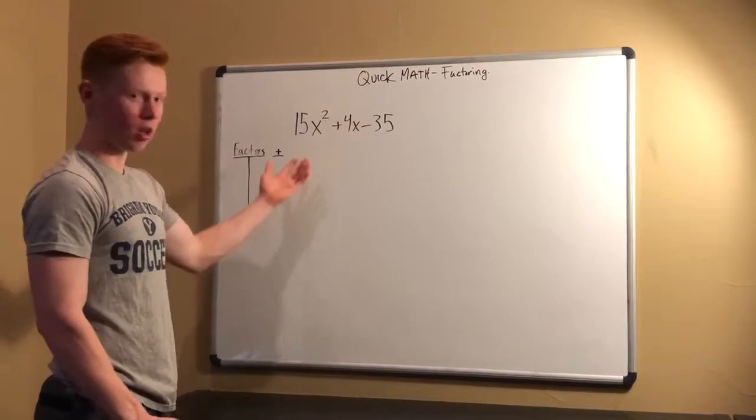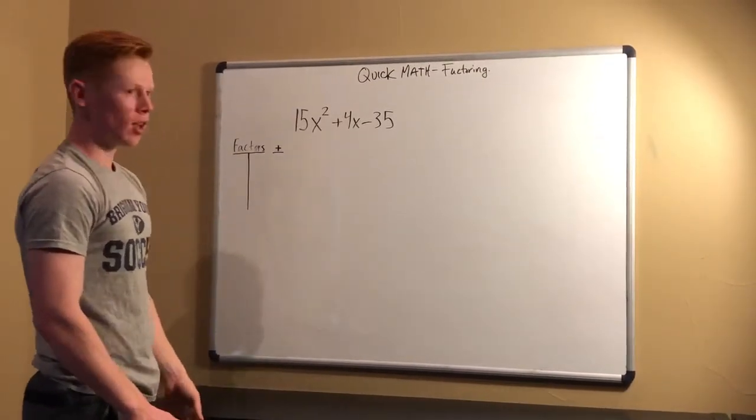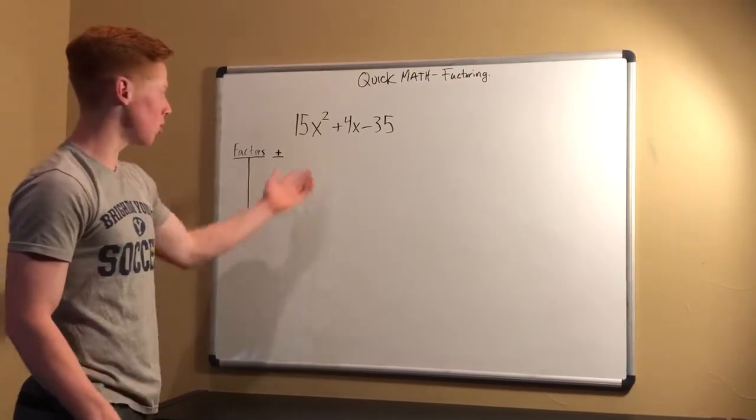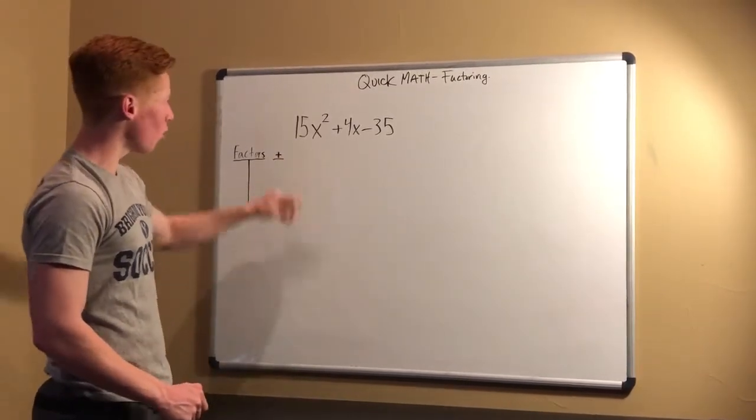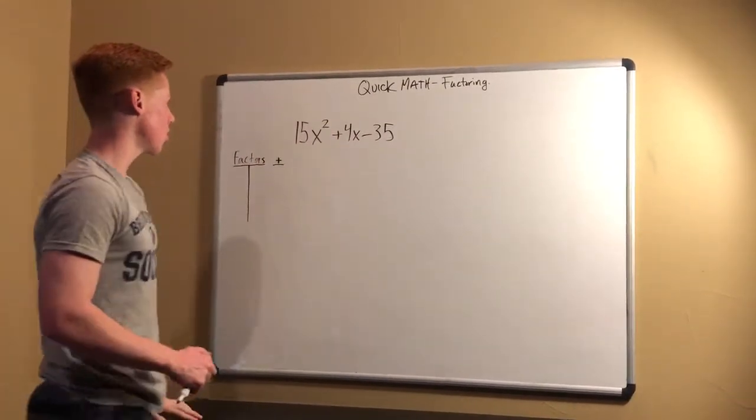So today we're going to do a little bit harder problem, 15x squared plus 4x minus 35. First things first, as always, we look for the GCF, or the greatest common factor, or the number that can be divided by each of these three terms, which is nothing in this case.